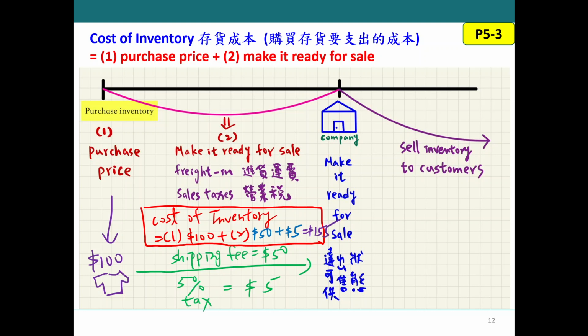Okay, so that's how we determine the money we spend to buy the inventory, to make your inventory arrive at your company, your house. Only after you get your inventory can you sell it to customers later. Okay, any questions?